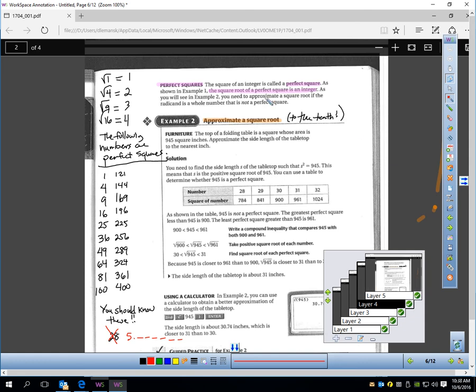One more thing here. We're going to approximate square roots today to the 10th. Now, the book doesn't teach you how to approximate to the 10th. I'm going to. So this is something that's not in the book, but I think it's a good thing to do, and you should know how to approximate a square root to the 10th. I'm going to show you the process here in a minute. So you're going to have to watch and listen carefully on the video to do this, because it's not in the book. Okay?